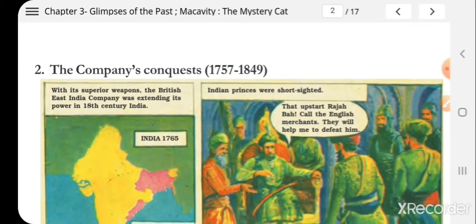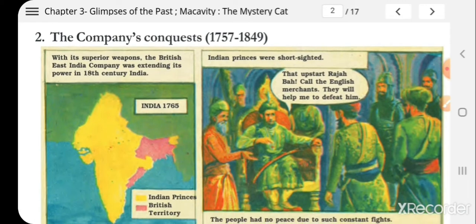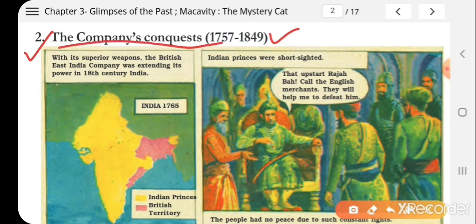So the second topic is the company's conquests. The company means the British East India Company, which was doing business in India at that time. The time period of these events is 1757 to 1849. So we will read about the company's conquests, the victory of the company in India. With its superior weapons, the British East India Company was extending its power in 18th century India. So it is a matter of the 18th century.